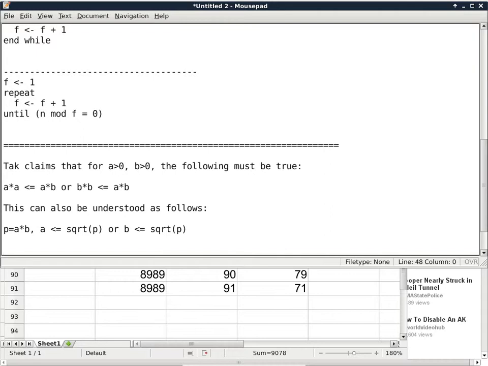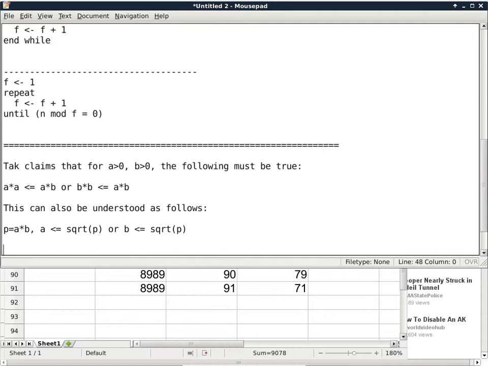Especially when the composite number is just the product of two prime numbers. 16? Okay, 16 can be factored in many ways. It can be factored as 1 times 16, right? 1 is less than or equal to the square root of 16. It meets that requirement. It can also be understood as 2 times 8, where 2 is less than or equal to 4. It can also be expressed as 4 times 4, where 4 is less than or equal to 4. So 16, being the product, definitely meets this requirement.